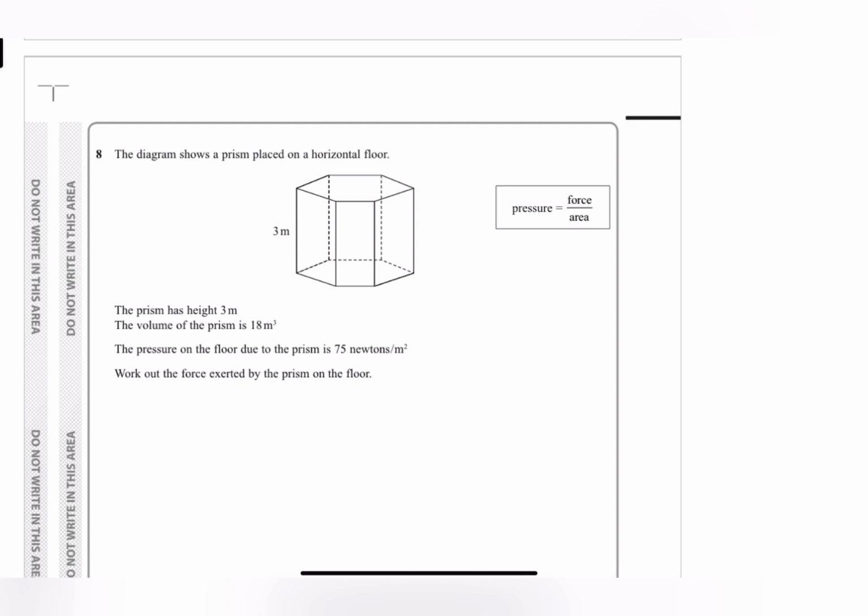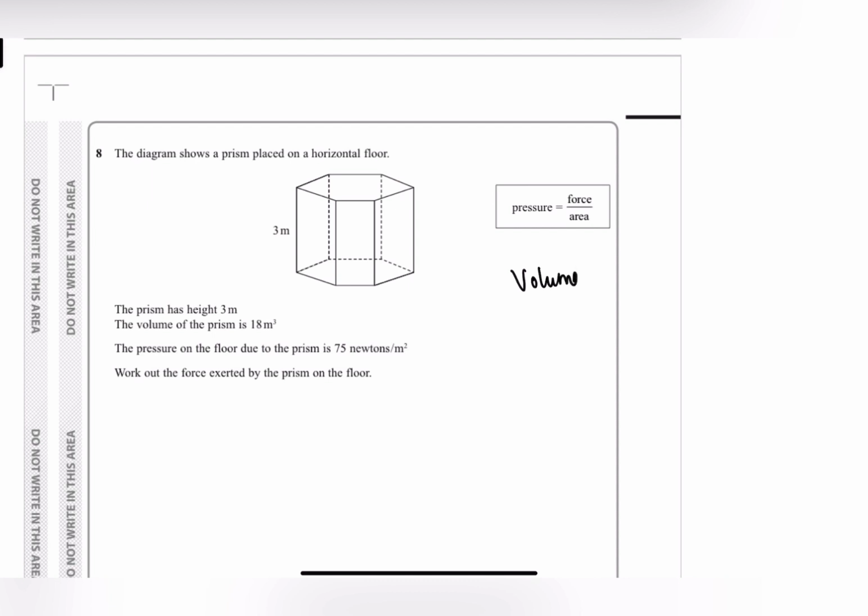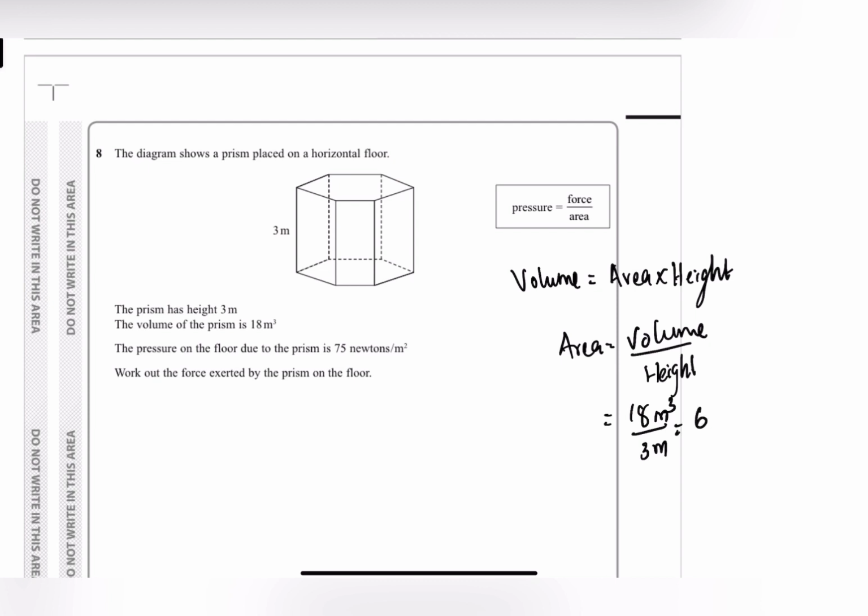So your equation is volume equals area times height. So from there you can find height equals, oh sorry, you have height given, so you need to find area. So area equals volume over height, which you can do: volume is 18 meter cube and height is 3 meters. From there you get the value 6, right?